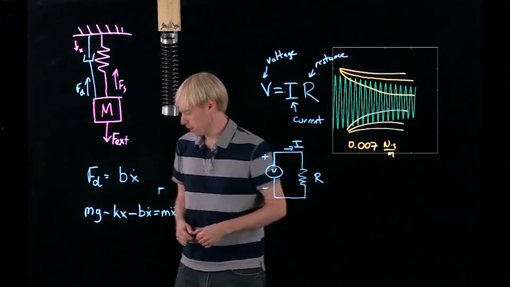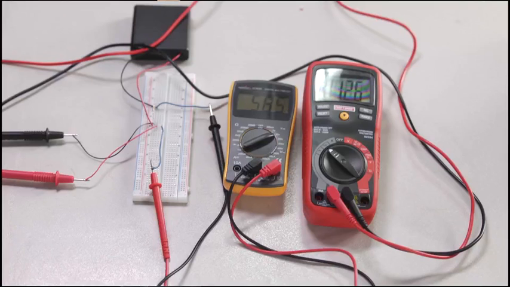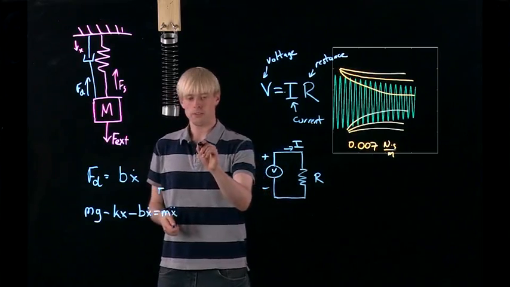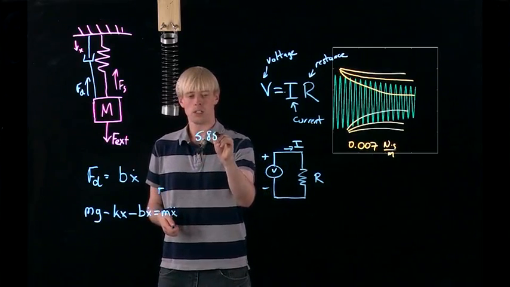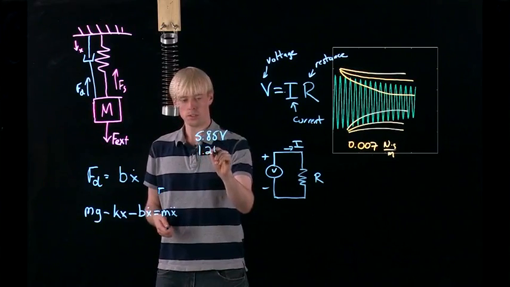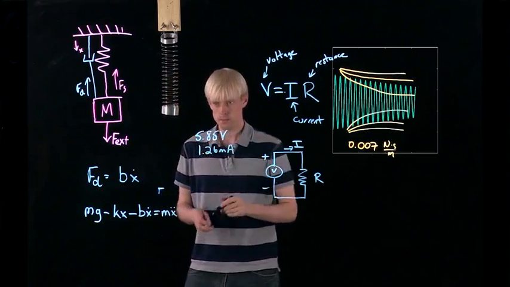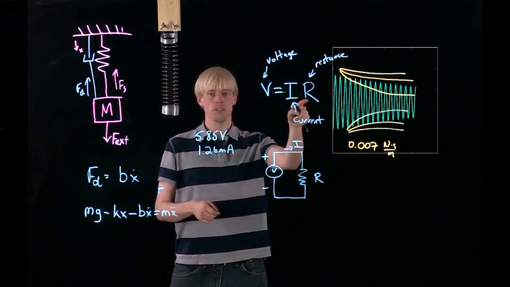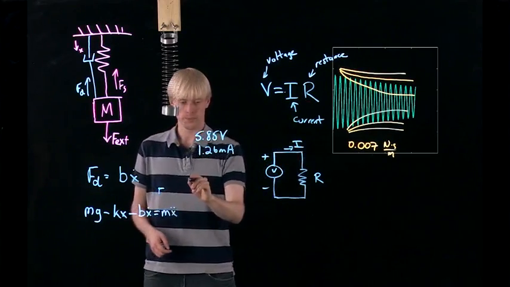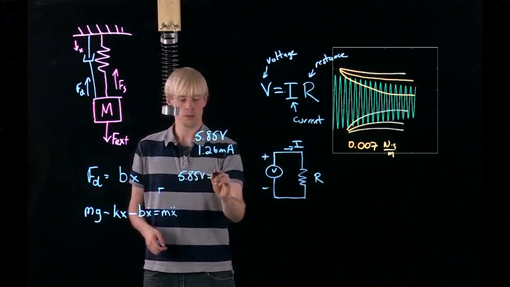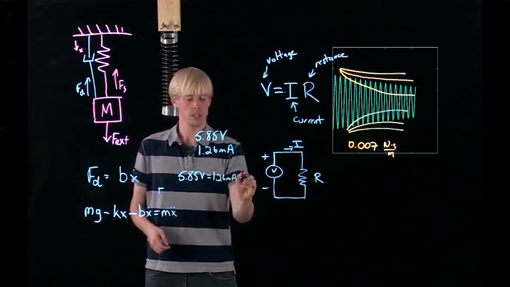So we have our circuit set up, and we'll take a look at the values. On the left is our voltage reading, and the right is the current reading. So if we write down the values here, we have 5.85 volts, and we have 1.26 milliamps. So given these two quantities, we can figure out what the resistance is of our resistor. So we'll just plug that into the equation. 5.85 volts equals 1.26 milliamps times R.